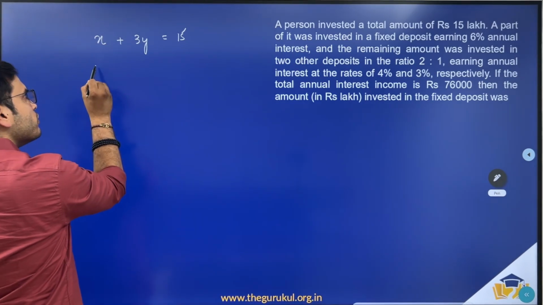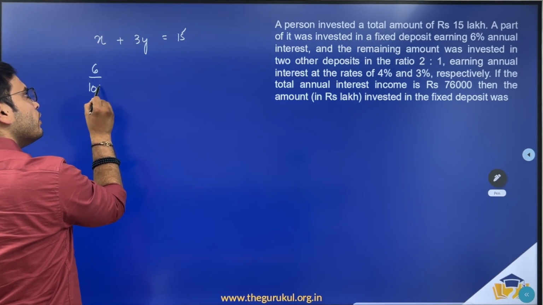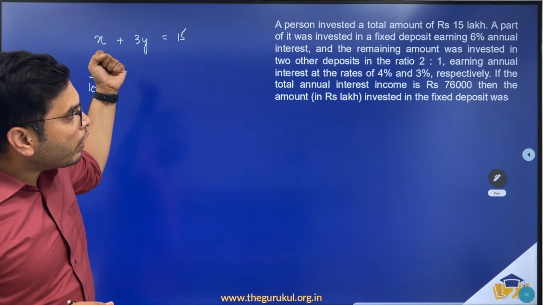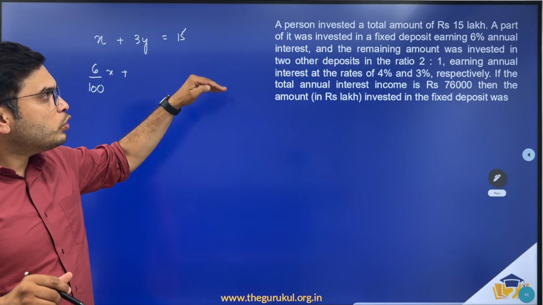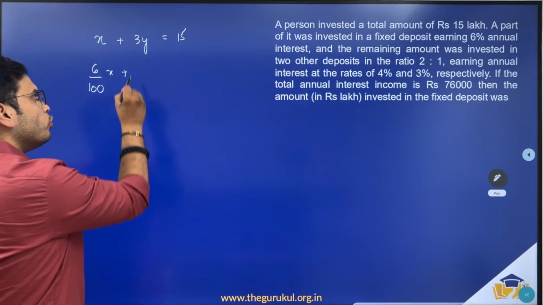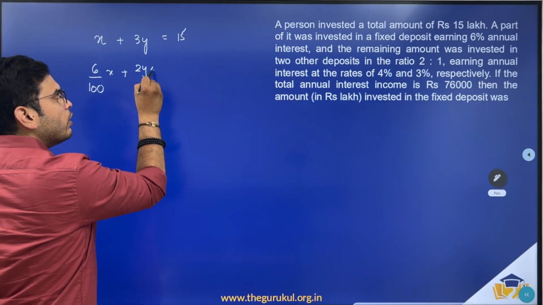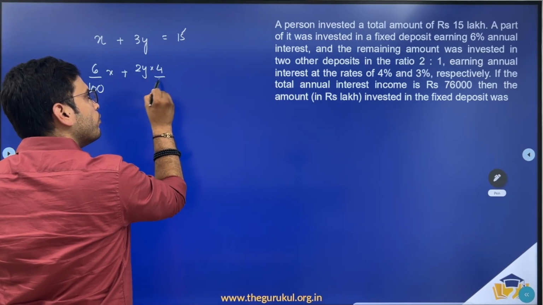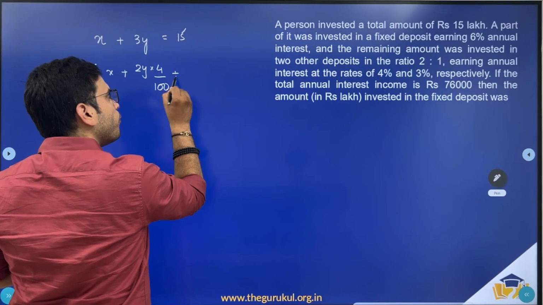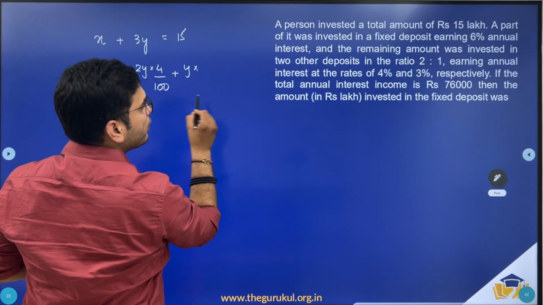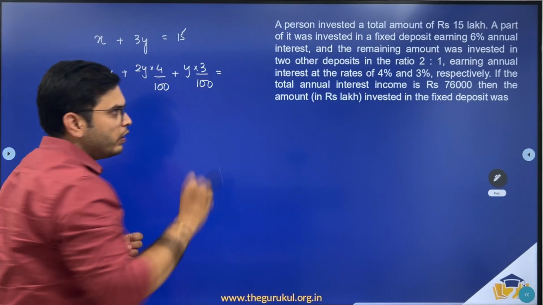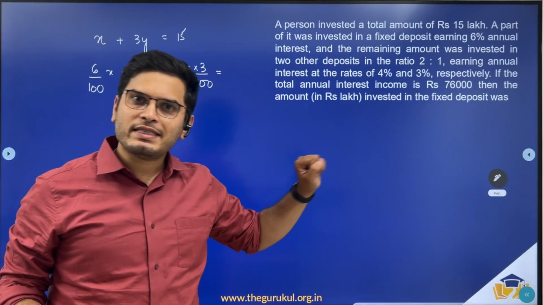Now a part of it was invested in a fixed deposit earning 6% annual interest. So 6 by 100 into x plus, right? And the remaining amount was invested in 2 other deposits in the ratio 2:1. So 2y was deposited at a rate of 4% per annum. So 4 by 100 plus the remaining amount y at 3%, 3 by 100.